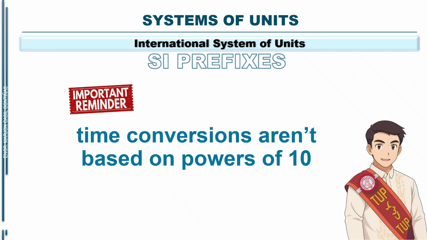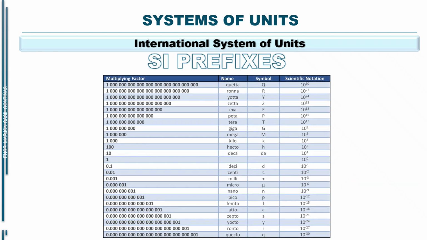And by the way, here's the SI prefix table on the screen, complete with their symbols. Feel free to pause the video and take note. Let's start with the bigger measurements. Quetta, that's a capital letter Q, which means 10 to the power of 30. Ronna, that's a capital letter R, which means 10 to the power of 27. Yotta, that's a capital letter Y, which means 10 to the power of 24. Zetta, that's a capital letter Z, which means 10 to the power of 21.